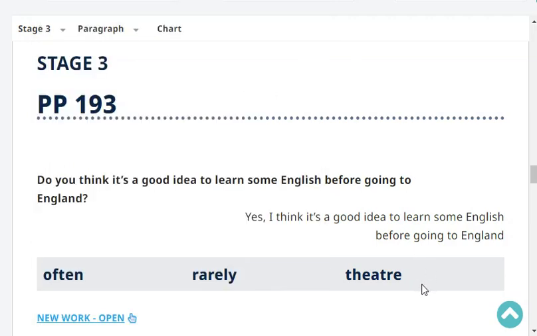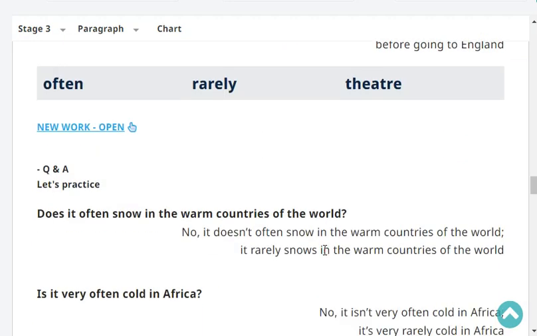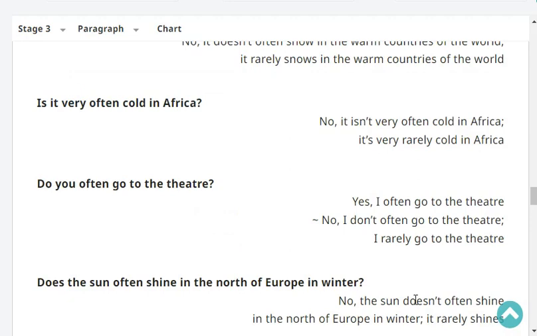Often, rarely, theater. Does it often snow in the warm countries of the world? No, it doesn't often snow in the warm countries of the world. It rarely snows in the warm countries of the world. Is it very often cold in Africa? No, it isn't very often cold in Africa. It's very rarely cold in Africa.